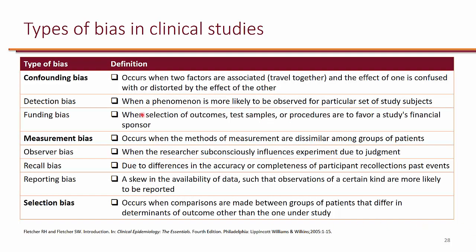So there are different types of bias. One type of bias is confounding bias, which is basically when different factors can distort the effect of other variables. Most of these are pretty self-explanatory. Pay particular attention to measurement bias and also selection bias.